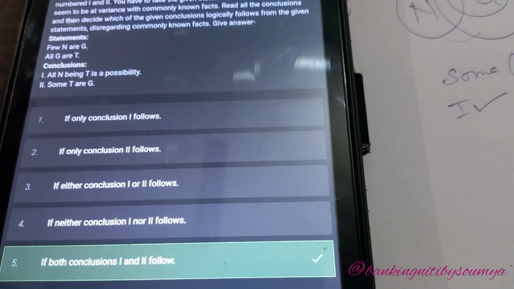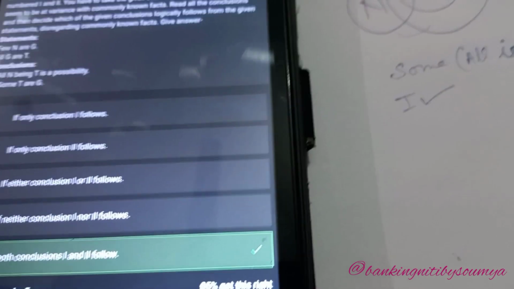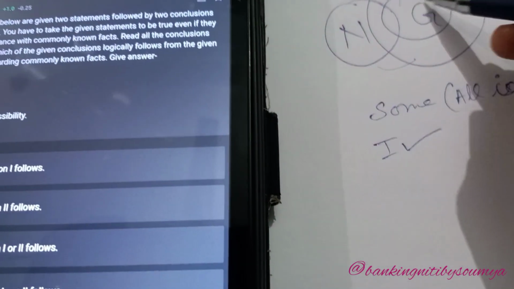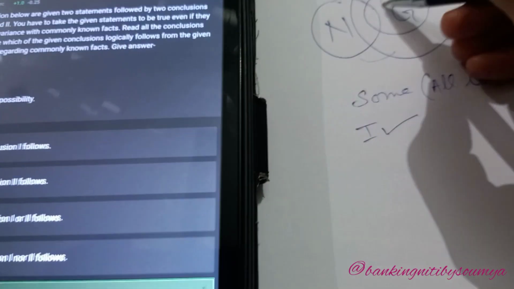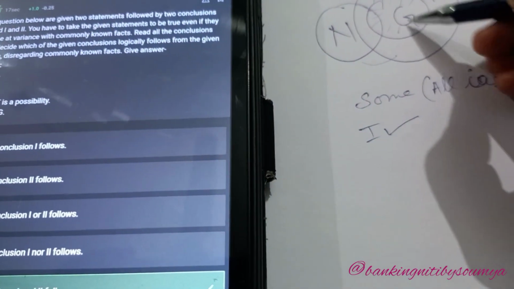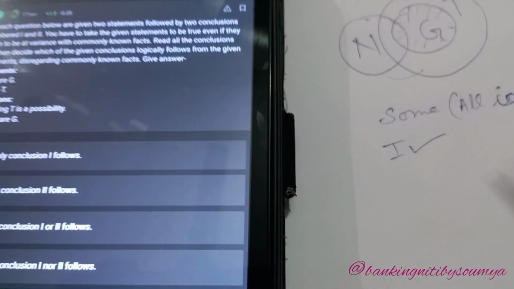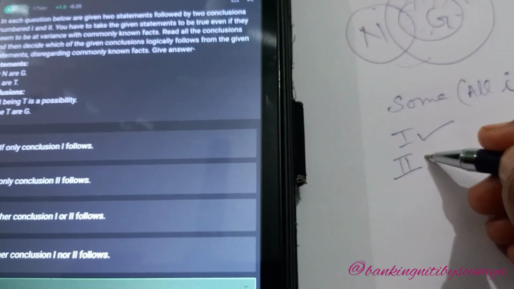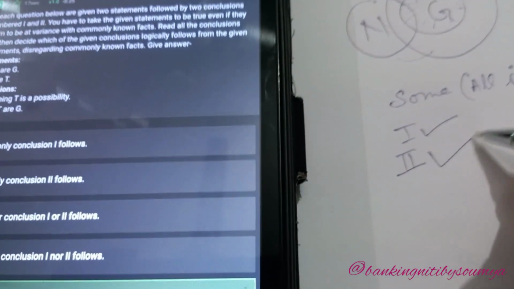Now the second conclusion is some T are G. Obvious, if all G are T, it means some T which are bound up in G are true. So the second conclusion is also true.